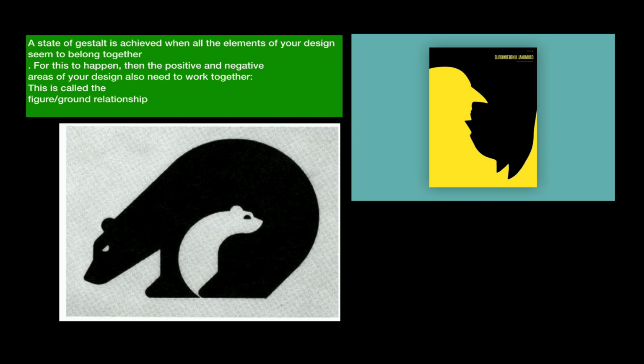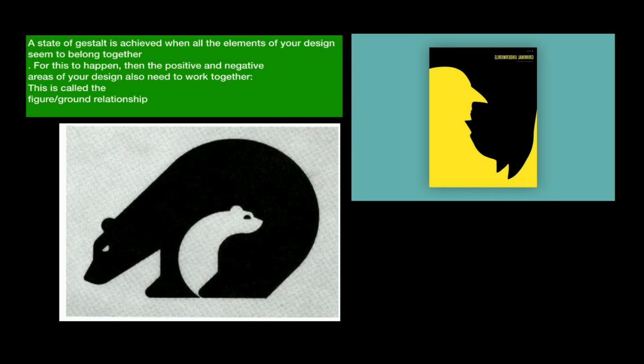Right? The state of Gestalt is achieved. So it's about achieving a state when all the elements of your design seem to fit together. Everything kind of works together. Again, that unified whole. So for this to happen, all of these principles need to be working together, or at least some of them. So figure and ground in your design need to work together, and this is creating a relationship.